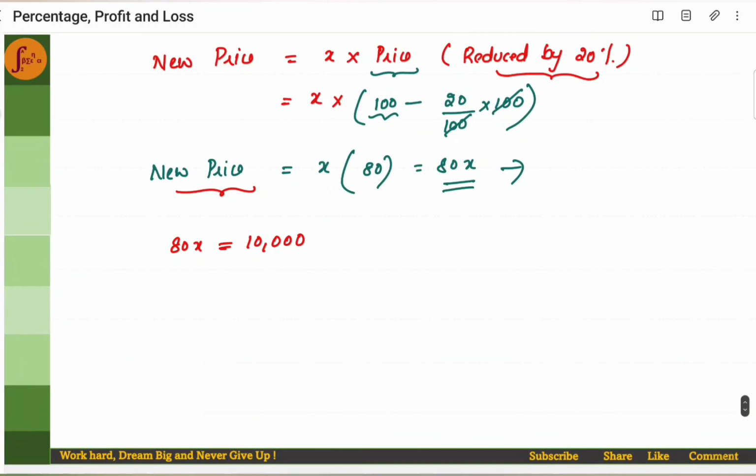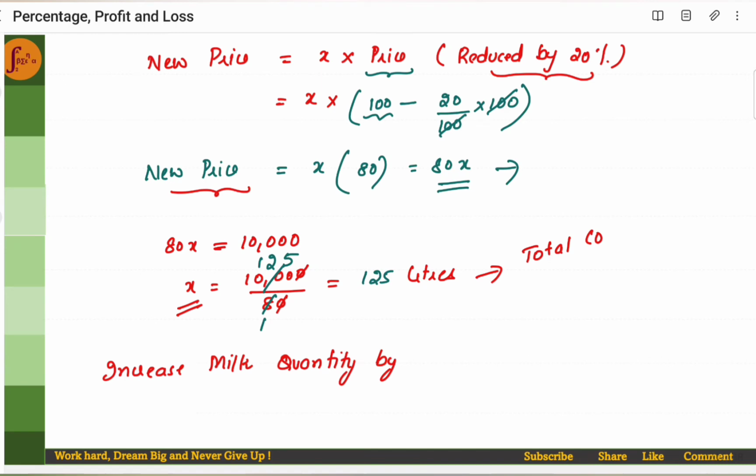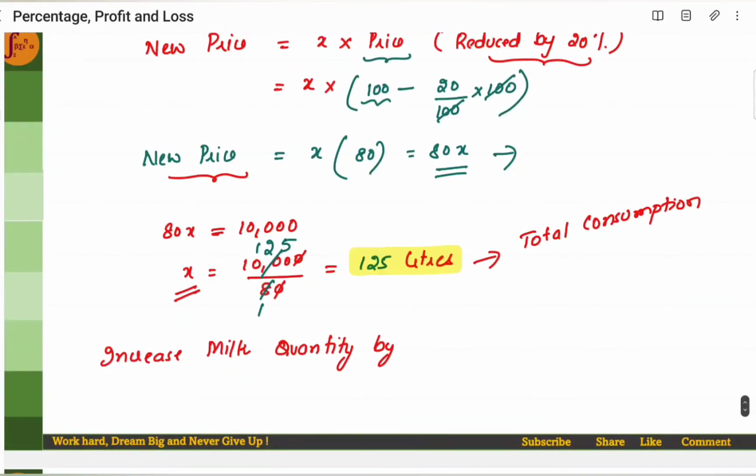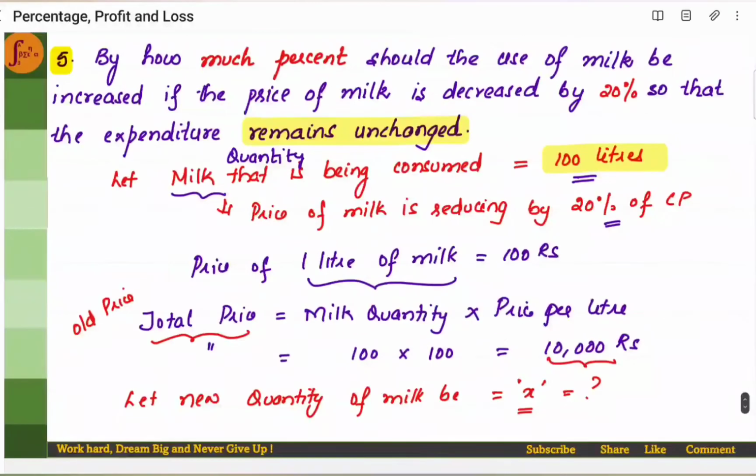So 80x is equal to 10,000. Therefore, what is x? X is 10,000 by 80. This is going to be 125 liters. This is the total consumption of milk, and the original consumption is 100 liters. The new consumption is 125 liters. So what is the increase? We need to find how much the usage of milk should be increased.